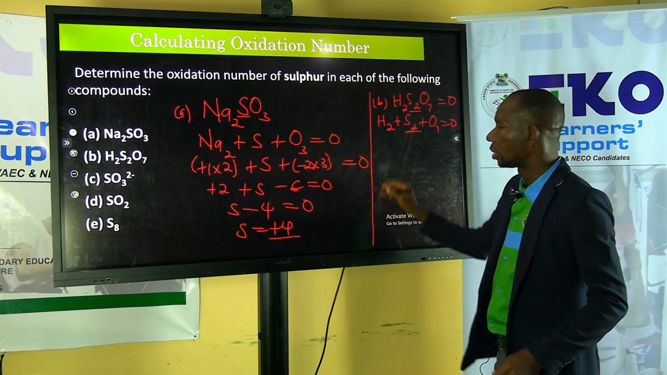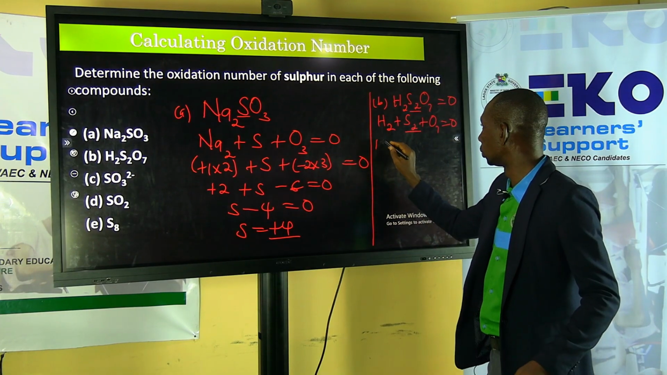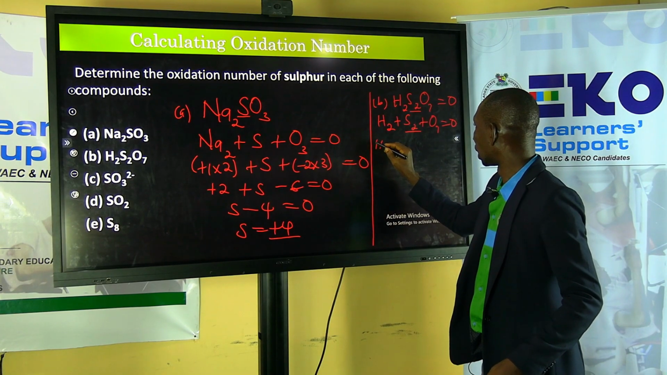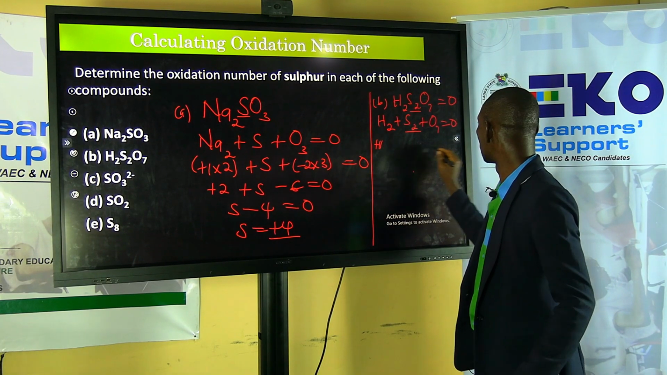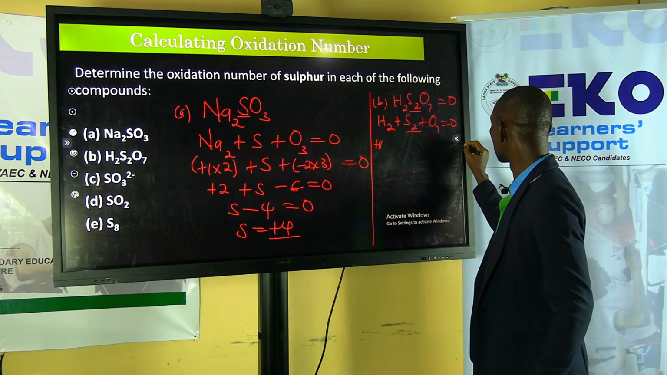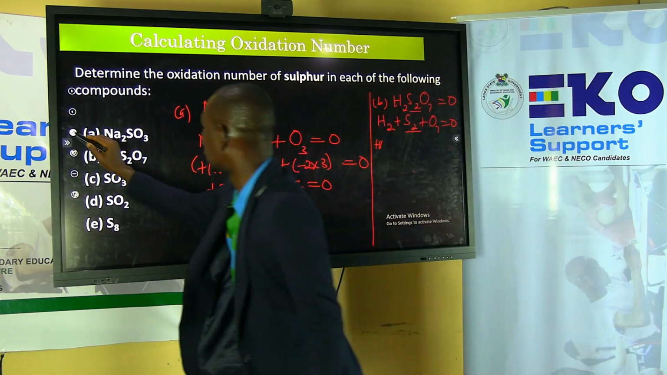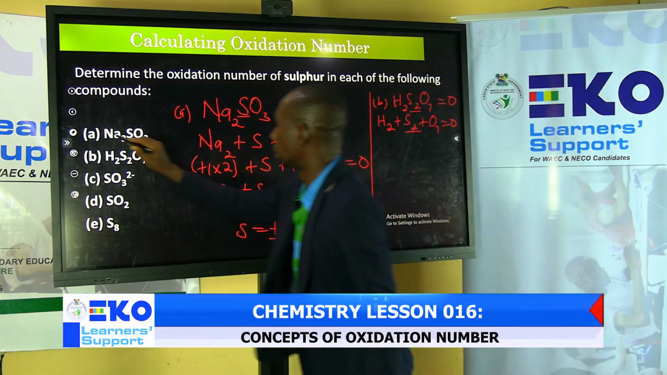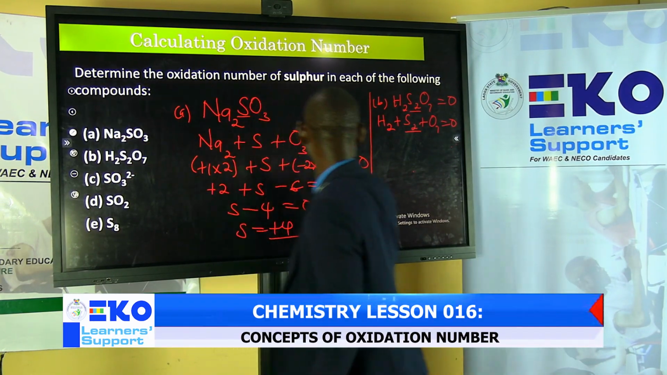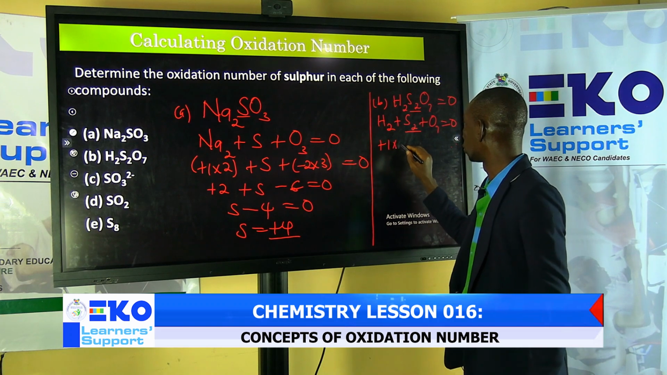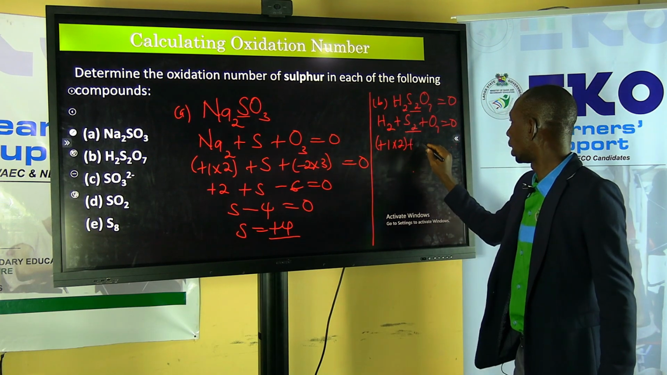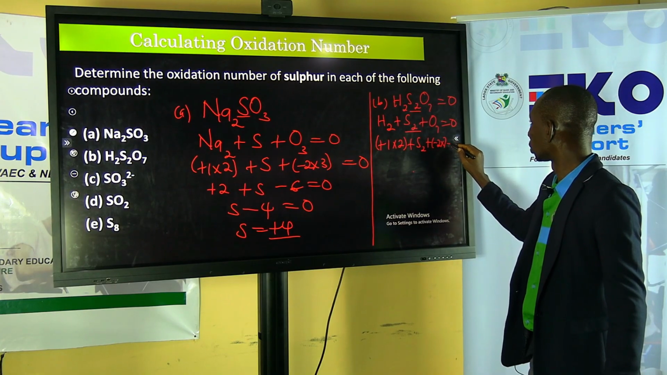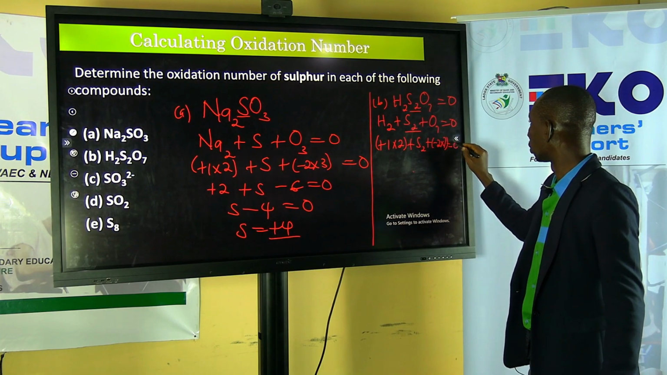All right, so hydrogen is plus 1 from our rule. That is plus 1 times 2. Okay? So hydrogen is plus 1, but there are 2 of them, times 2. Plus S2, plus oxygen is minus 2 times 7, put it in bracket, equals 0.